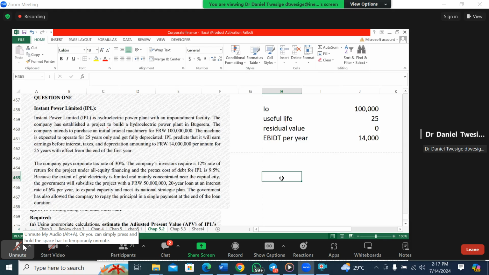The company pays corporate tax. Our T is 30%. The company's investor requires a 12% rate of return for projects under all equity financed. It means this is a Ku because it's all equity financed. Our cost of ungeared is 12%.